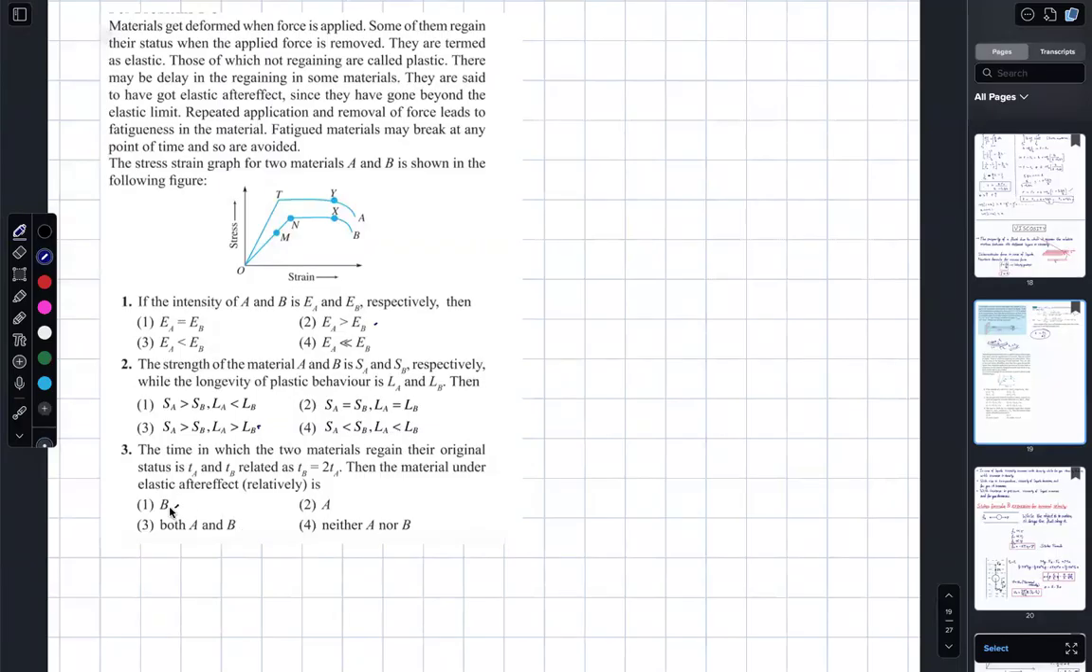Materials get deformed when force is applied. Some of them regain their original shape when the applied force is removed. They are termed as elastic. They have given you some basic information. Those which do not regain are called plastic. Right. There may be a delay in the regaining in some materials.